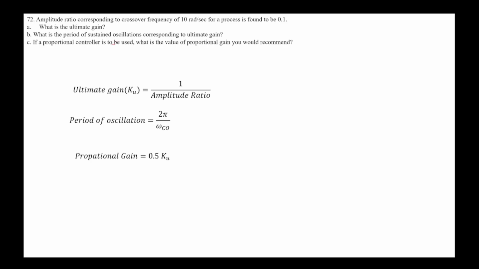72. The amplitude ratio corresponding to crossover frequency 10 radian per second for a process is found to be 0.1. What is the ultimate gain? This is the straightforward formula: 1 upon 0.1, that is 10. Gain has no unit. Period of oscillation is 2 pi upon omega crossover, and we have a crossover frequency of 10, so 2 into 3.14 divided by 10, whatever is the value. Proportional gain, direct formula, 0.5 into Ku. Ku is the ultimate gain, that is 5.